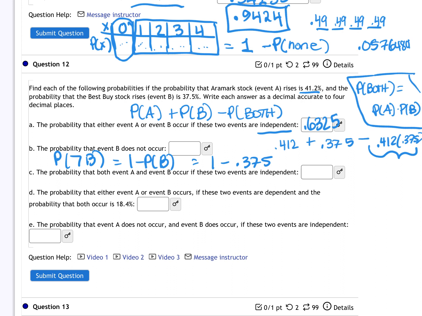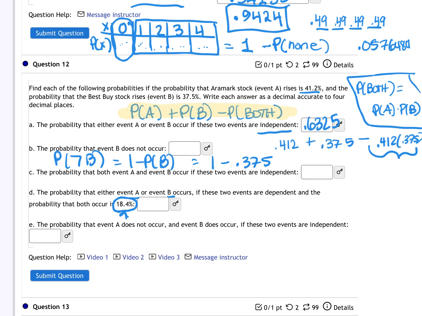Probability that either A or B occurs if these two are dependent, and the probability that both is this. All right, so if they're dependent, then it's going to change. Like this going up affects that going up and so on. And they give us this. It's the same formula that we have already looked at right here, just with a different number for the both because they're dependent. And they gave us that number. If they didn't give us that number and told us it was dependent, we would not be able to figure that out without further information.